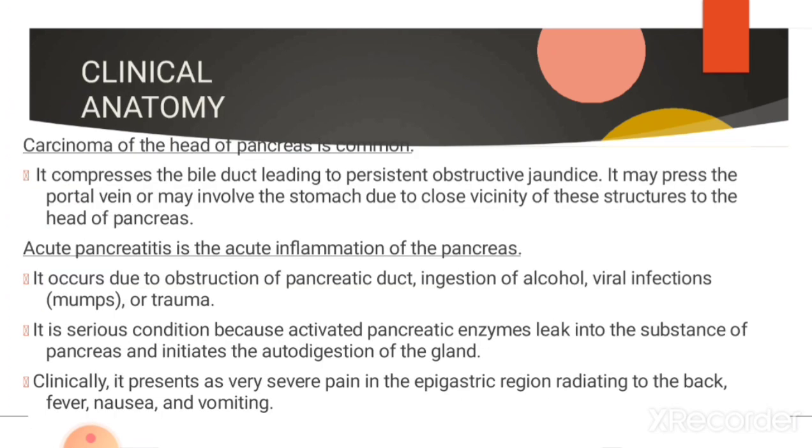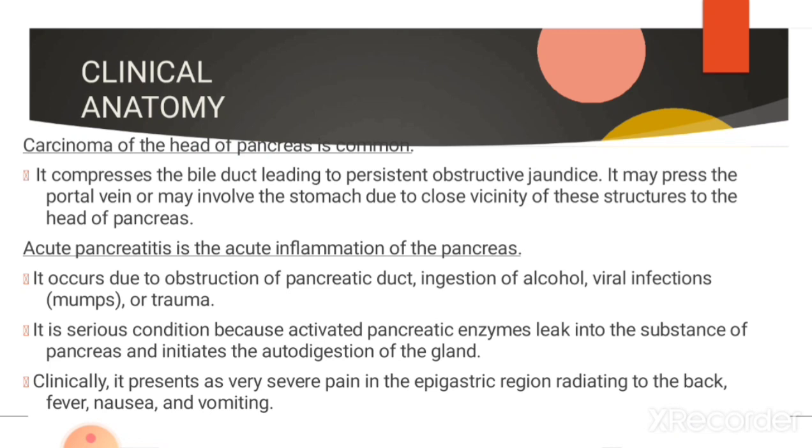Now the clinical anatomy. First is carcinoma of the head of pancreas, which is very common. It compresses the bile duct, leading to persistent obstructive jaundice, because there is obstruction of the bile duct in case of cancer of the head of pancreas. It may press the portal vein or may involve the stomach due to the close vicinity of these structures to the head of pancreas.